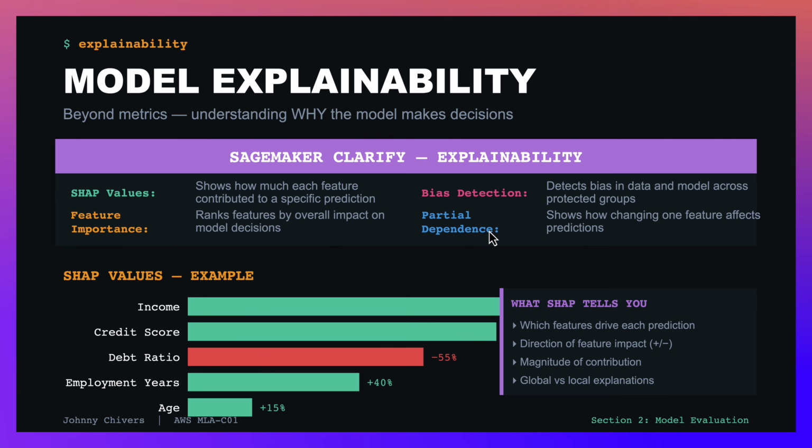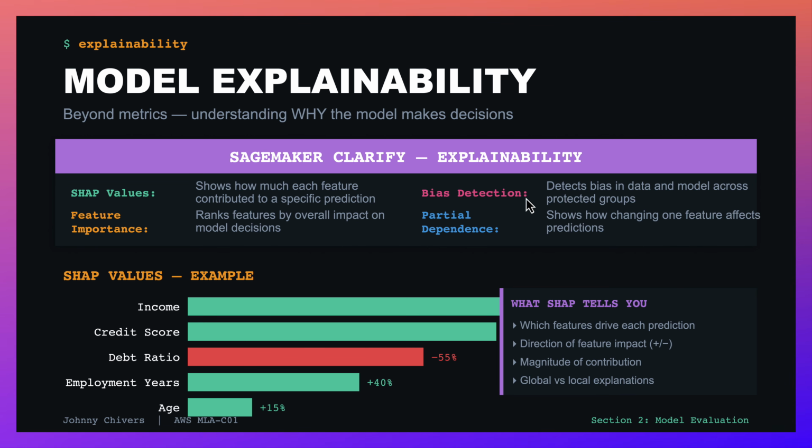Couple of other things that you will need to know for the exam as well. SHAP values comes up a lot, and we'll cover those as well. Clarify, we'll bring them out for you as well, SageMaker Clarify. This shows how much each feature contributed to a specific prediction. So what that means is each feature, whether that be in this case like income, credit score, debt ratio, employment years or age, how that actually influenced a decision. So the feature's importance, how much that feature influenced the outcome of the prediction.